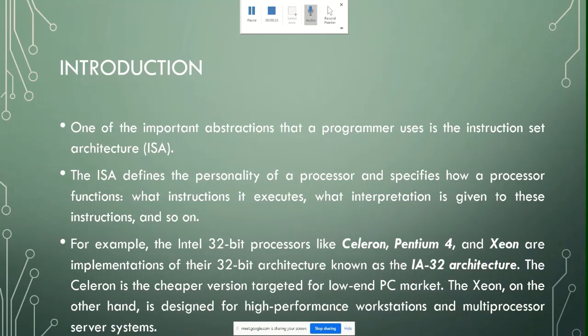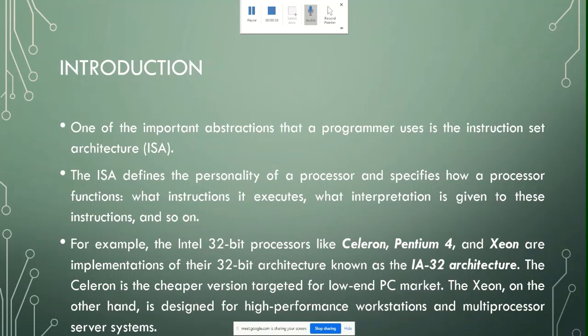to know about the microprocessor, their architecture, and if you want to write the assembly language code for them, you need to know about the instruction set architecture, because this instruction set architecture provides you an idea about the internal structure and organization of any microprocessor.